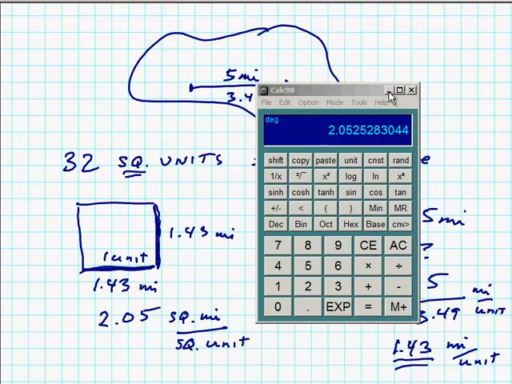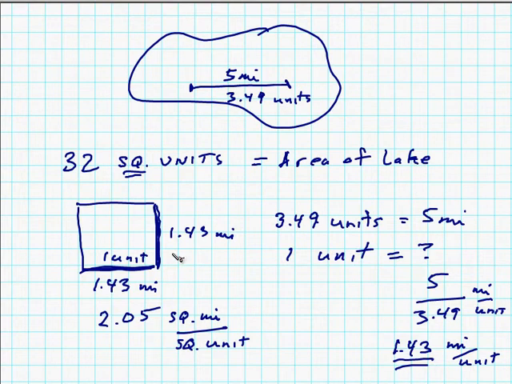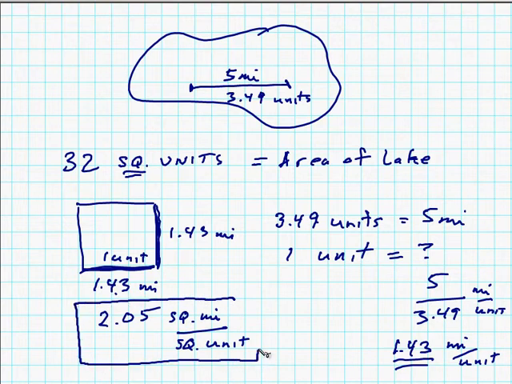Okay, and let's look at what we have now. We said that the comparison between units and miles, there was 1.43 miles per unit, but there's 2.05 square miles per square unit, and that's just 1.43 squared. I think you can see, since we have to expand the square in 2 directions, 1.43 by 1.43, it's going to be this times this, or this number squared is how many square miles in a square unit. So this is going to be an important number to have in mind here.